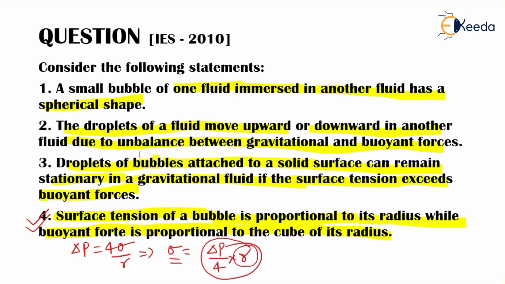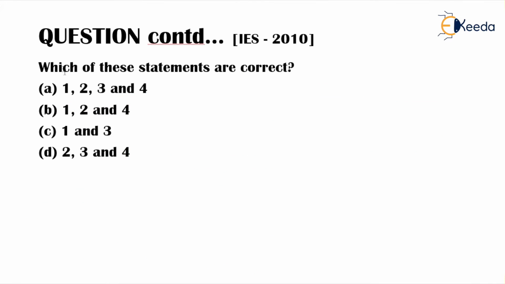Now option 3: droplets or bubbles attached to a solid surface can remain stationary in a gravitational field if the surface tension exceeds buoyant force. That is also correct. If surface tension exceeds buoyant force, definitely they will be stationary. So option 3 is also correct. 3 and 4 both are correct, which means it cannot be the option that excludes 3.